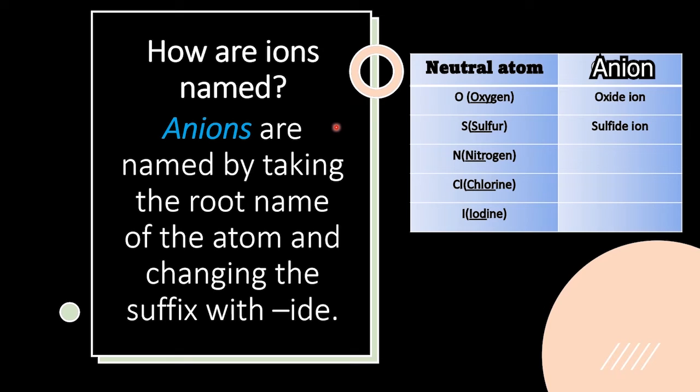Anions are named by taking the root name of the atom and changing the suffix to -ide. So for a neutral atom of oxygen, for example, the root name is ox-, so we add the suffix -ide, and it will become oxide ion. For sulfur, it will become sulfide ion. How about nitrogen? It becomes nitride ion. For chlorine, it becomes chloride ion. And lastly, iodine becomes iodide ion.